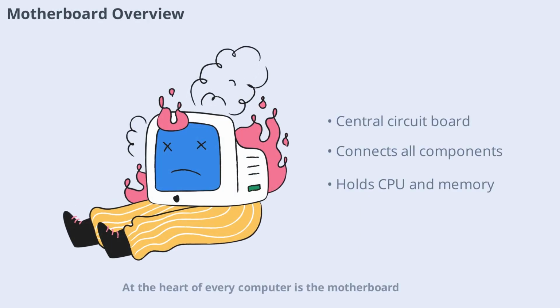The heart of every computer is the motherboard. This large circuit board connects all the main components, allowing them to communicate with each other. The motherboard holds the CPU, memory, and provides slots for expansion cards. It also has connectors for storage devices and ports for USB, audio, and more. Think of the motherboard as the central hub that ties everything together. Without it, the computer's parts couldn't work as a team. Next, we'll focus on the brain of the computer, the CPU.